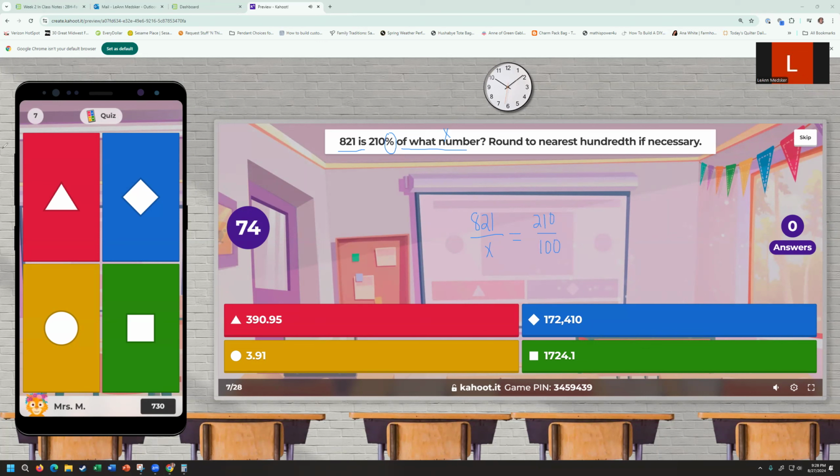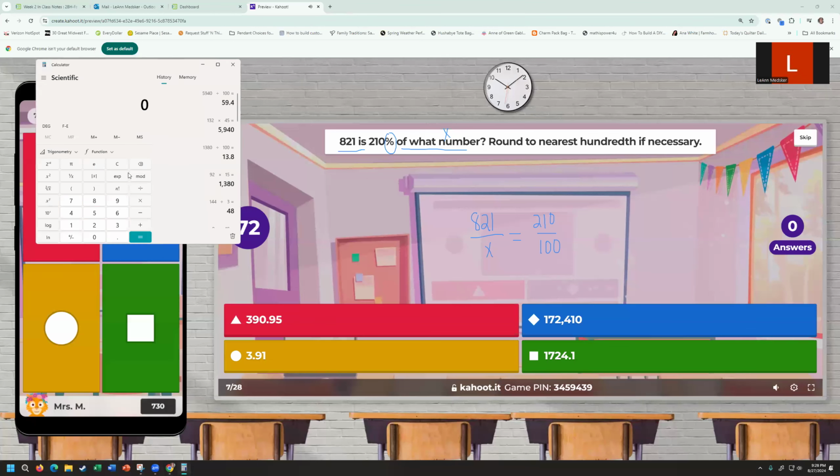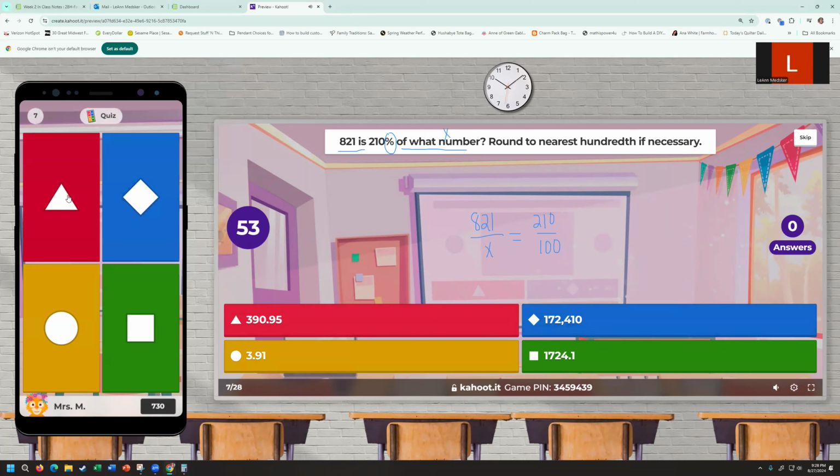So again, we'll get our calculator out. We'll do 821 times 100 because those numbers are in the diagonal across from each other when we cross multiply. Divide that by the 210, which is across from the x. And we're going to get 390 and we're rounding to the nearest 100. So that's going to be 390.95, which is the red triangle for the correct answer.